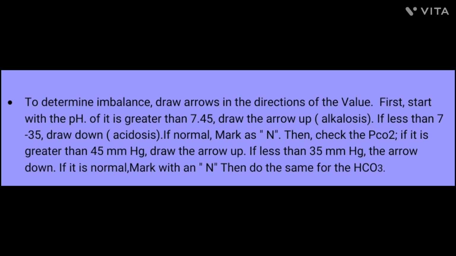To determine the imbalance, draw arrows in the direction of the values. First, start with the pH. If it is greater than 7.45, draw the arrow up: alkalosis. If less than 7.35, draw it down: acidosis. If normal, mark it as N. Then check the PCO2. If it is greater than 45 millimeters of mercury, draw the arrow up. If less than 35 millimeters of mercury, draw the arrow down. If it is normal, mark it with an N. Then do the same for the HCO3.